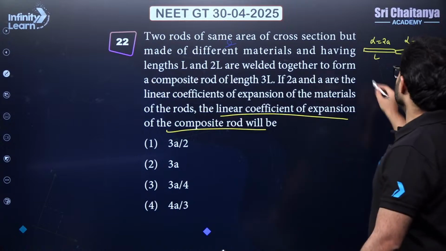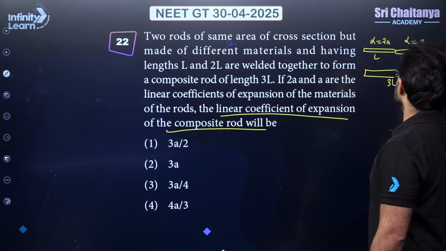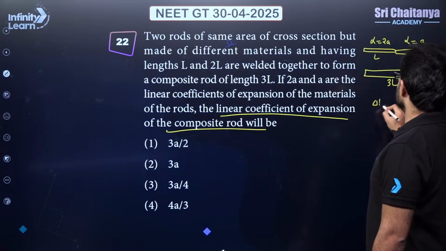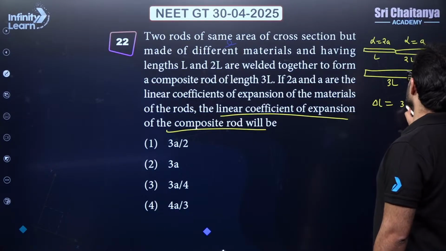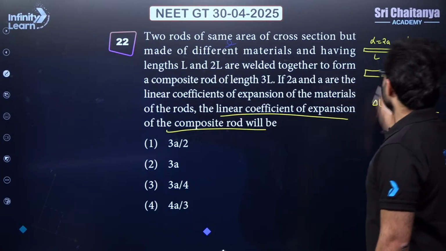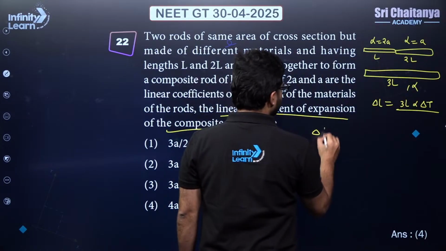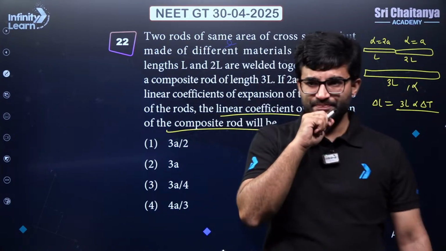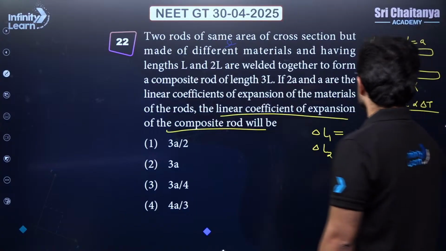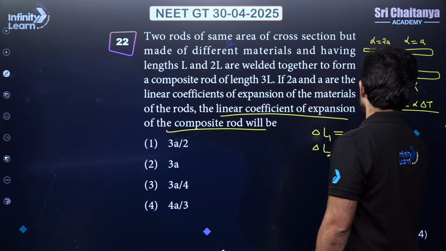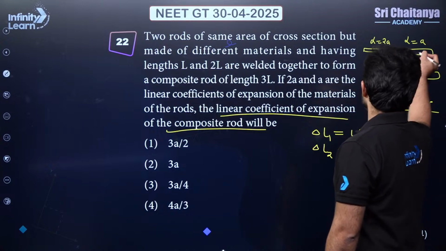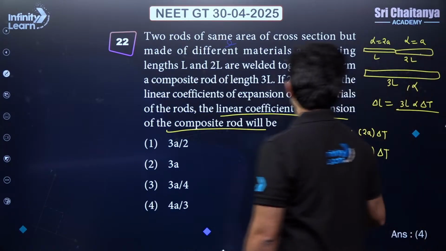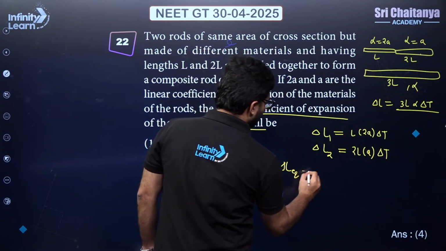Very, very simple. So if I take this composite rod of length 3L, let's say the linear coefficient of expansion is alpha. So if I expand it by the same temperature, what will happen? Delta L will be equal to 3L alpha delta T. Yes? And in this case, what will happen? There would be a change in the first length, there would be a change in the second length. There would be a change in the first length, that would be L times 2A delta T. In the second, what would be the change? 2L times A delta T. And I know that the equivalent would be nothing but delta L1 plus delta L2.